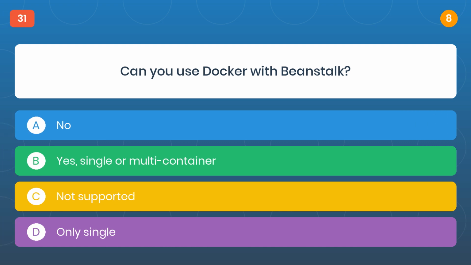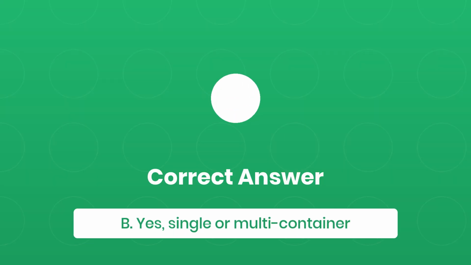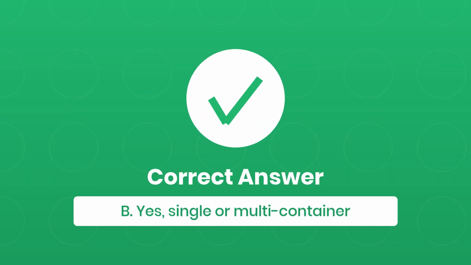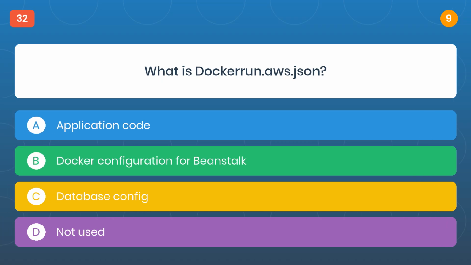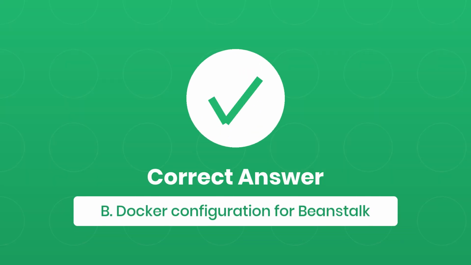Question 31. Can you use Docker with Beanstalk? The correct answer is B, yes, single or multi-container. Question 32. What is Dockerrun.aws.json? The correct answer is B, Docker configuration for Beanstalk.